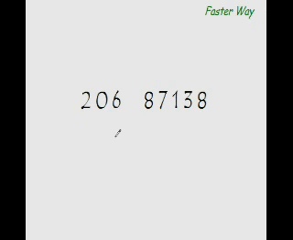Okay, now let's try to divide 87,138 with 206. So once again, break this divisor as 20 and 6, where 20 would be your main divisor and 6 would be your unused digit. So 20 will go how many times in 87? 20 4 times is 80. So that leaves us with remainder 7.